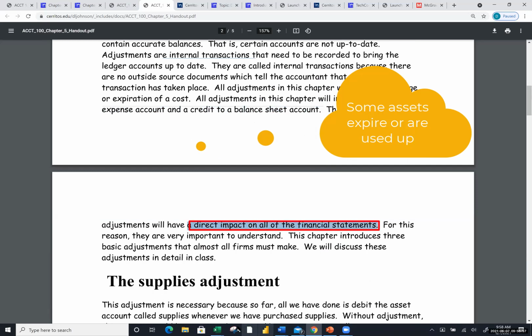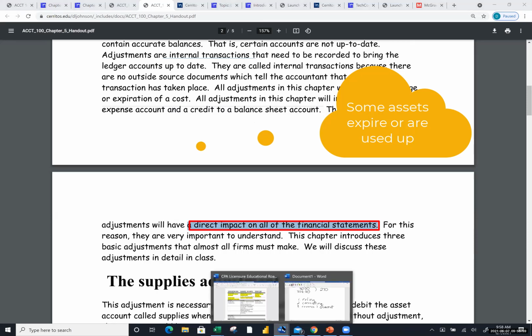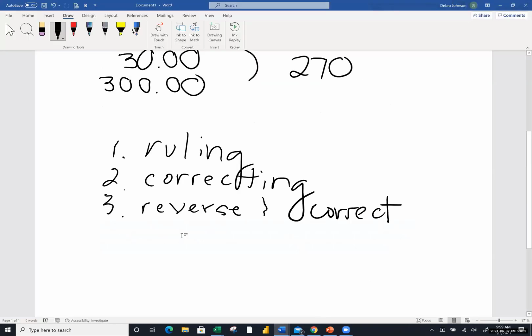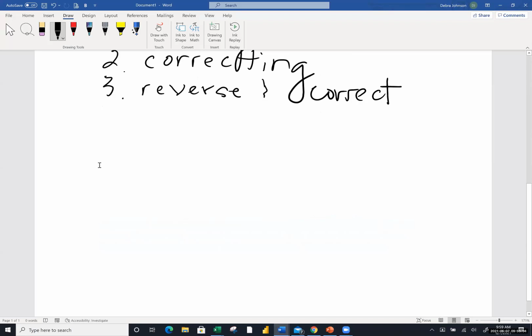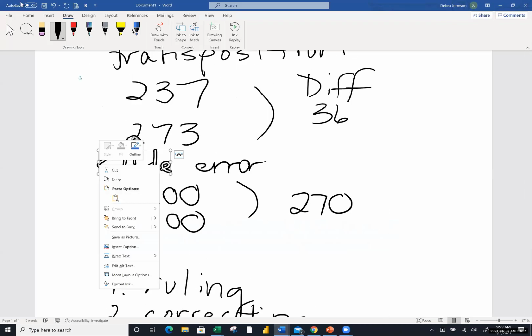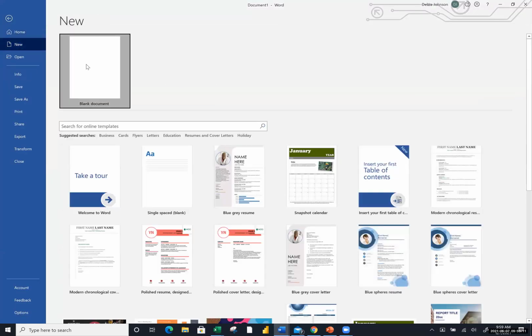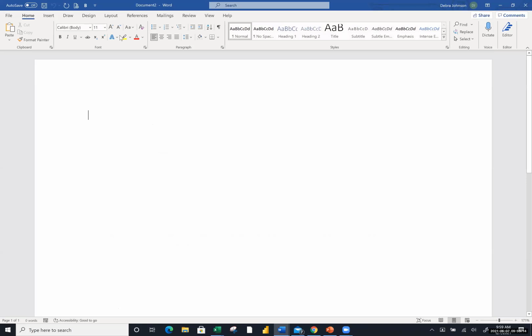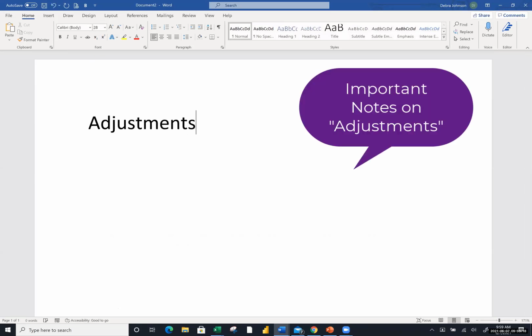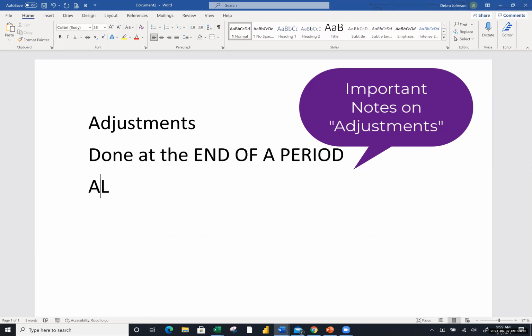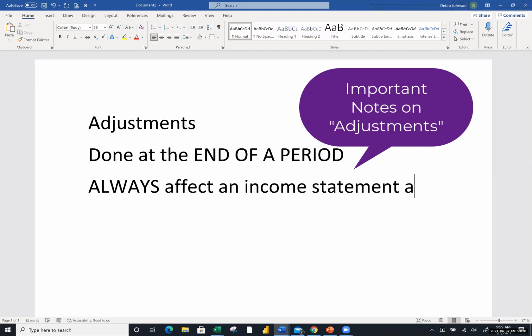Okay, so I want to make sure we get a few things down in our notes. Let me go grab some of these scribble notes that we were doing before. In fact, let me get a new sheet. And let's just get a few notes down here about adjustments. I'm going to increase my font so you guys can see it. Adjustments are done at the end of a period. They always affect an income statement account and a balance sheet account.